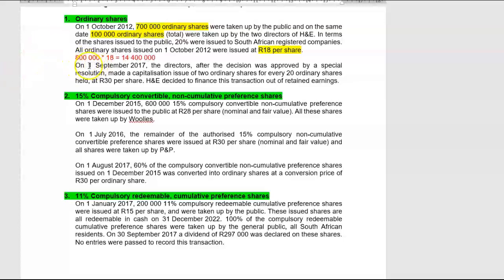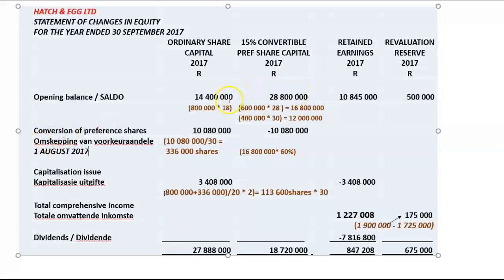Then the first other one that happens is on 1 September 2017. The directors, after the decision was approved by special resolution, made a capitalization issue of 2 ordinary shares for every 20 shares held at 30 Rand per share. Now, let's do the date story as well, that is important. 1 September is in the current financial year. So therefore, our opening balance for ordinary share capital in the statement of changes in equity will be 800,000 shares at 14.4 million Rand. So 800,000 shares times 18 Rand, opening balance 14.4 million Rand.